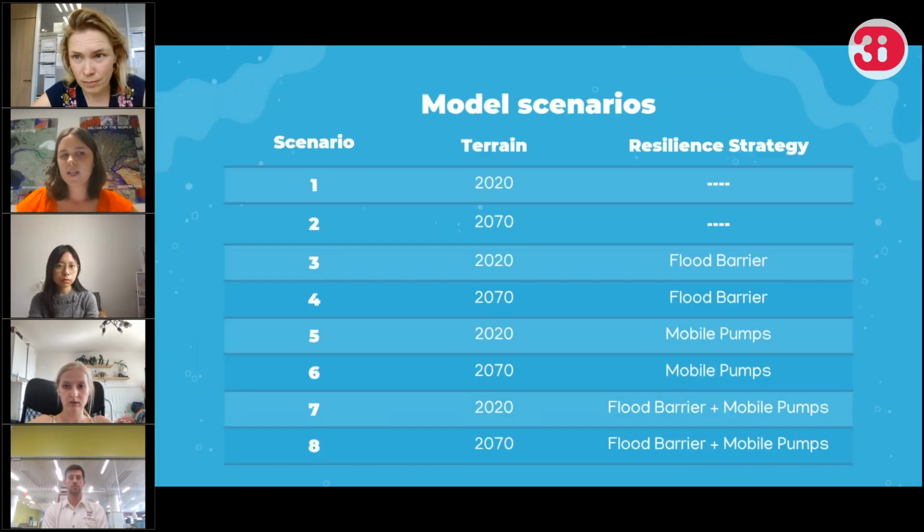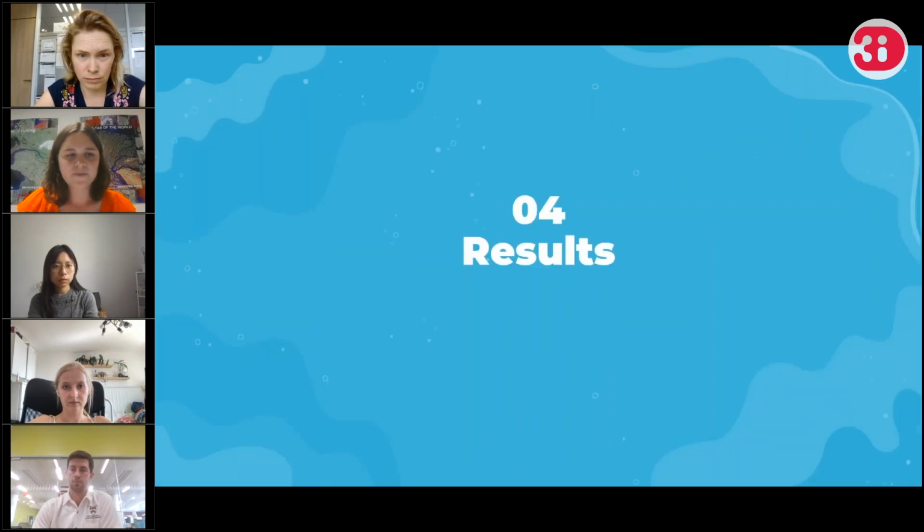So here are the scenarios that I ran. There's 8 of them. So 4 of them I did for present day terrain, and then 4 with 2070. And I was testing these different resilience strategies. So under no intervention of resilience strategy, and then with the flood barrier, with the mobile pumps, and then trying these 2 strategies together and seeing how that would affect flooded area or dry area.